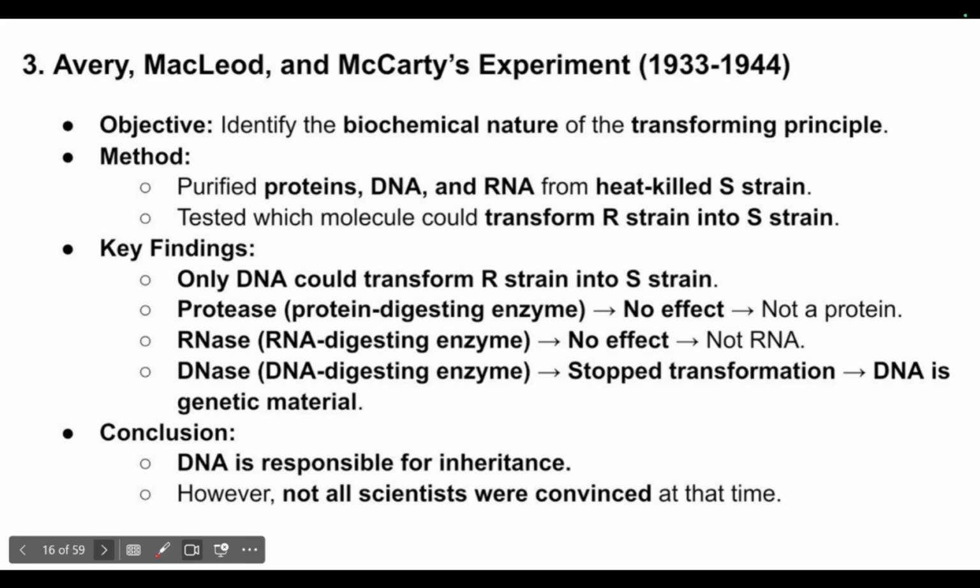So there are only three possibilities. It can be protein, DNA, or RNA. So what they did was take the heat killed S strain. Now you know that the transforming principle is coming from the heat killed S strain. So from that heat killed S strain they isolated protein, they isolated DNA, and they isolated RNA, because these three can be the transforming principle.